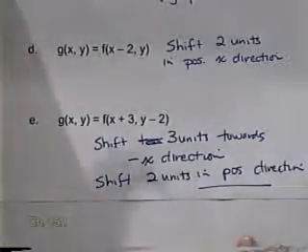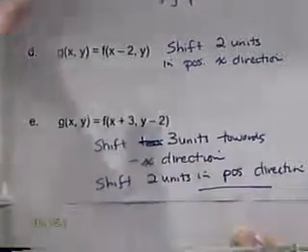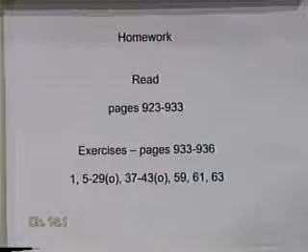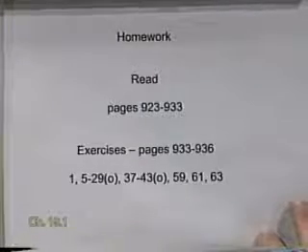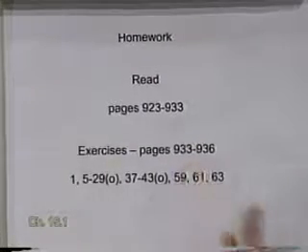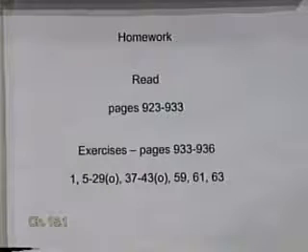Okay, well, I think we covered plenty for today. So let me give you what your assignment is. First of all, look over pages 923 to 933. They cover just exactly what we covered in the lecture today. And then on pages 933 to 936, we need to do numbers 1, 5 through 29, the odds, 37 to 43, the odds, 59, 61, and 63.